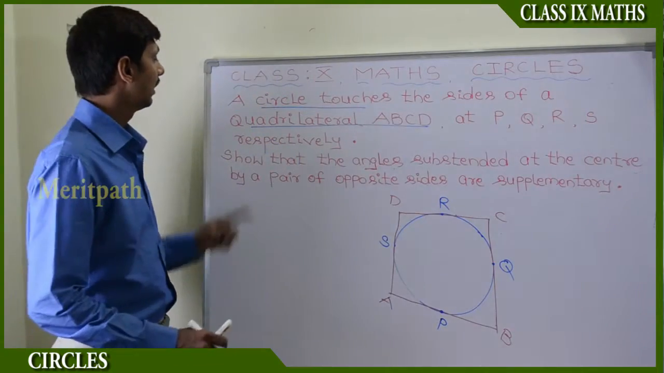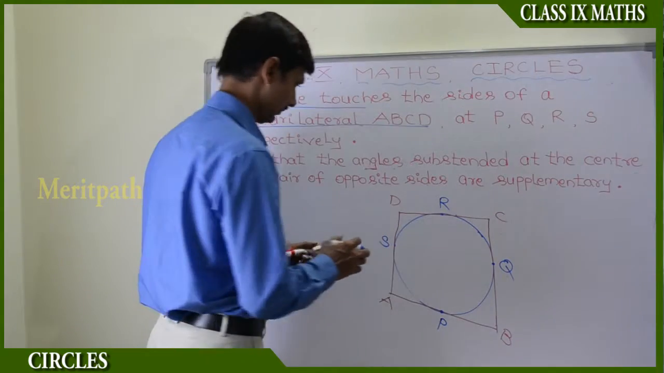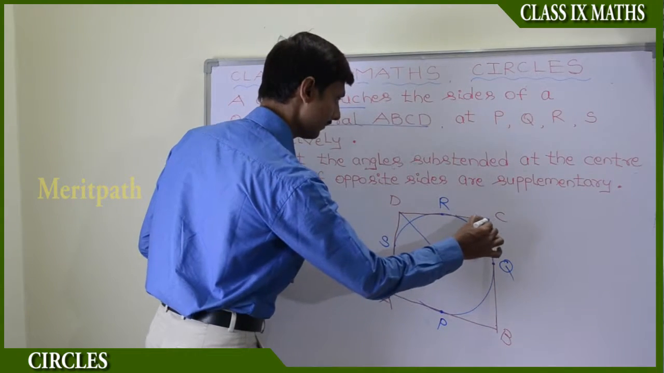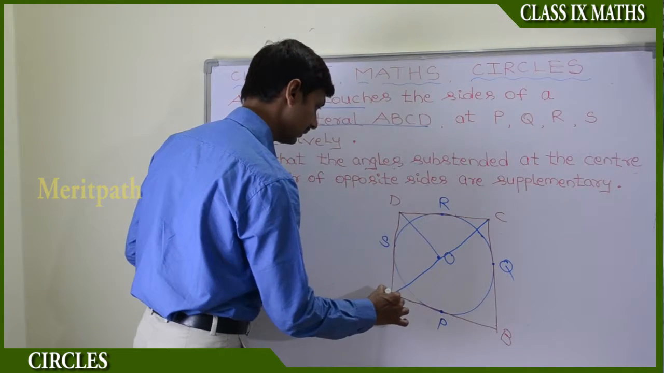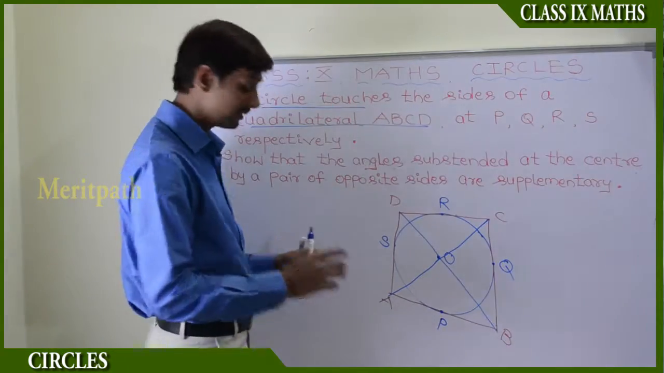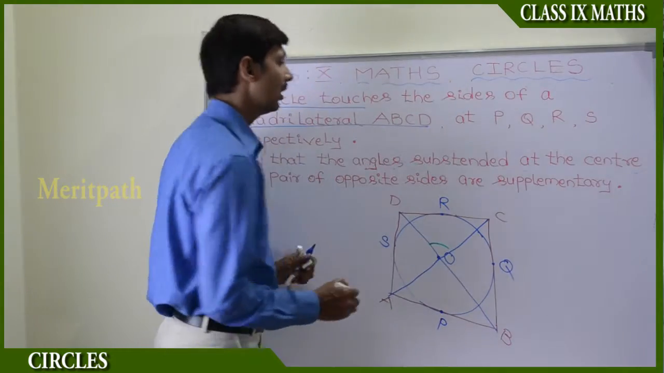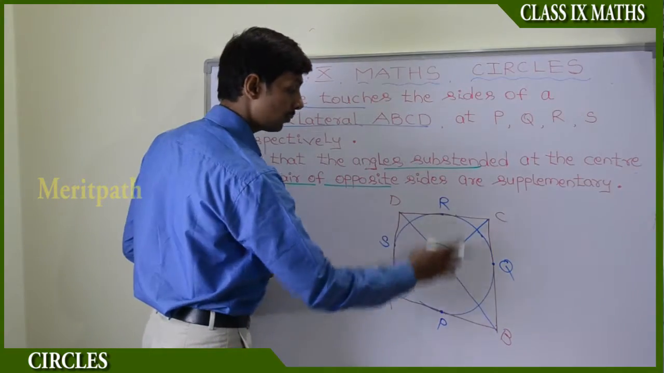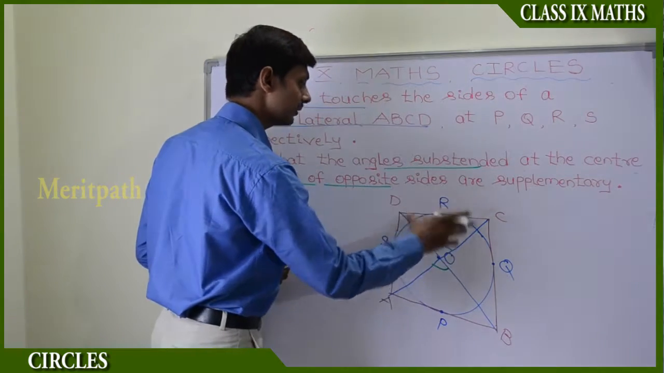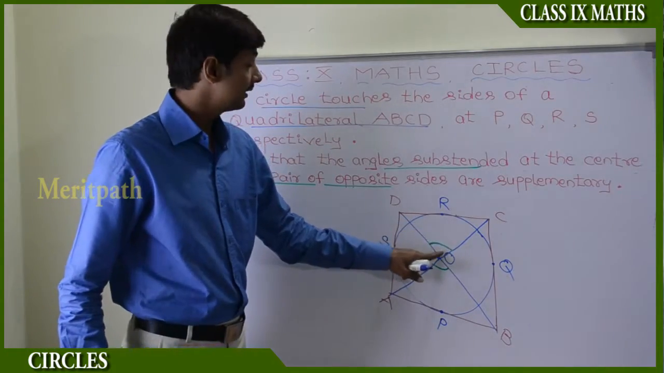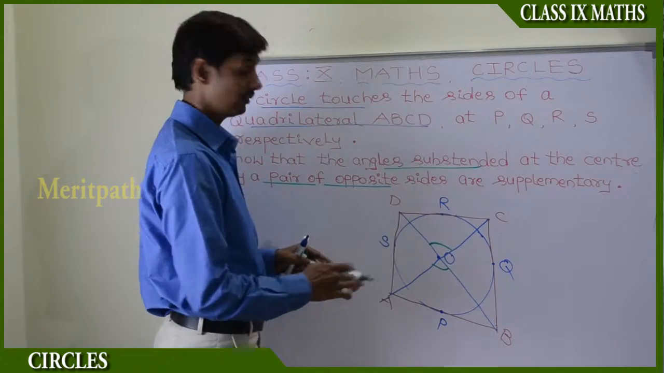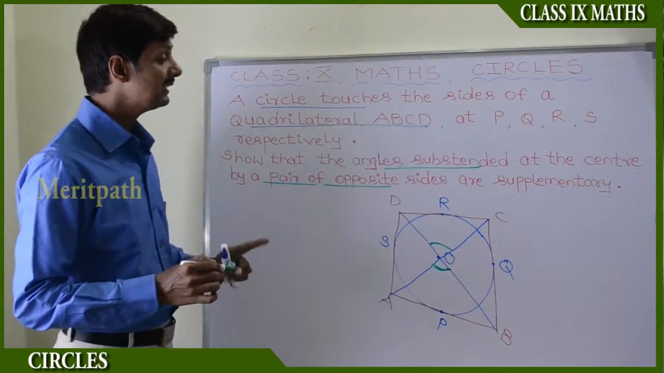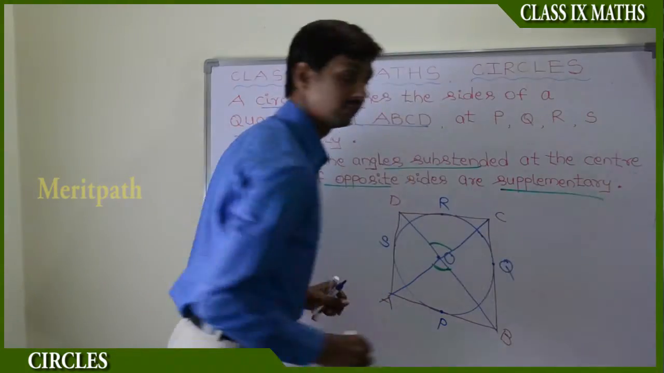We have drawn it. Then we need to show the angle subtended at the center. Let's take the center as O. The angles will be subtended with the vertices. What angles are subtended here? The angles subtended by pairs of opposite sides. The side CD makes an angle at O, that is COD, and the opposite side makes the angle AOB, and these two angles are supplementary. We need to prove that.